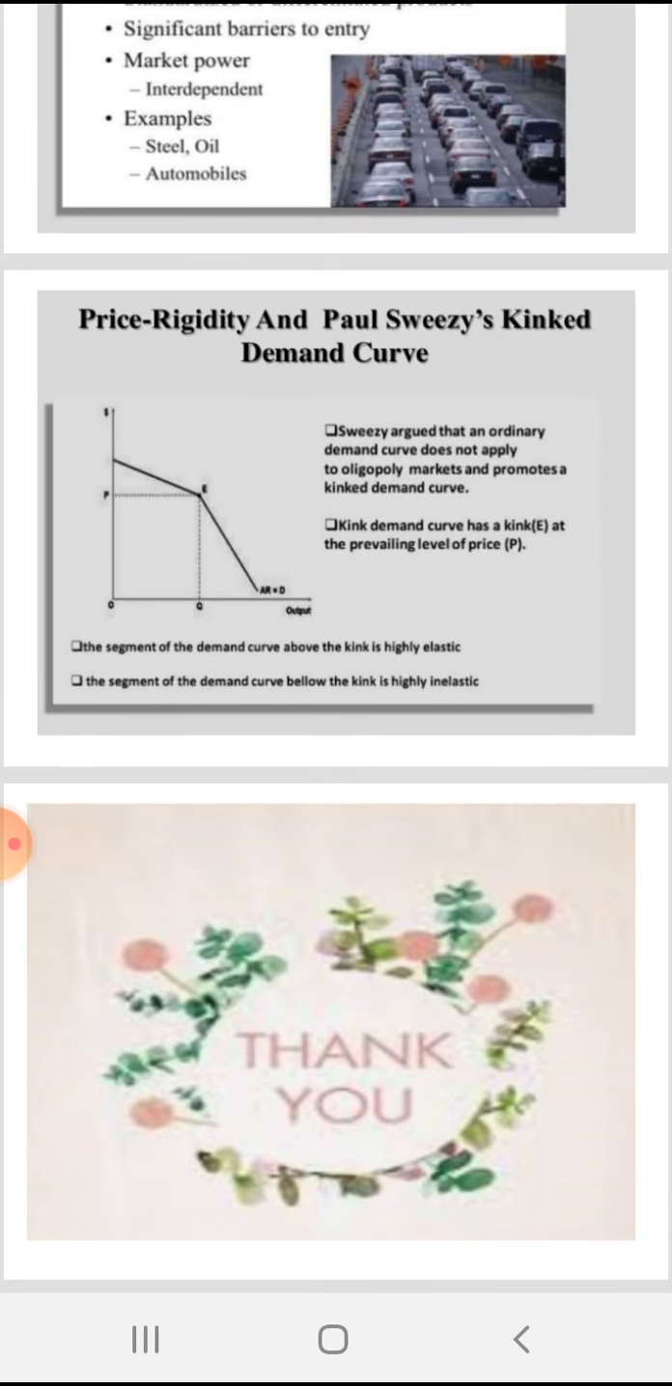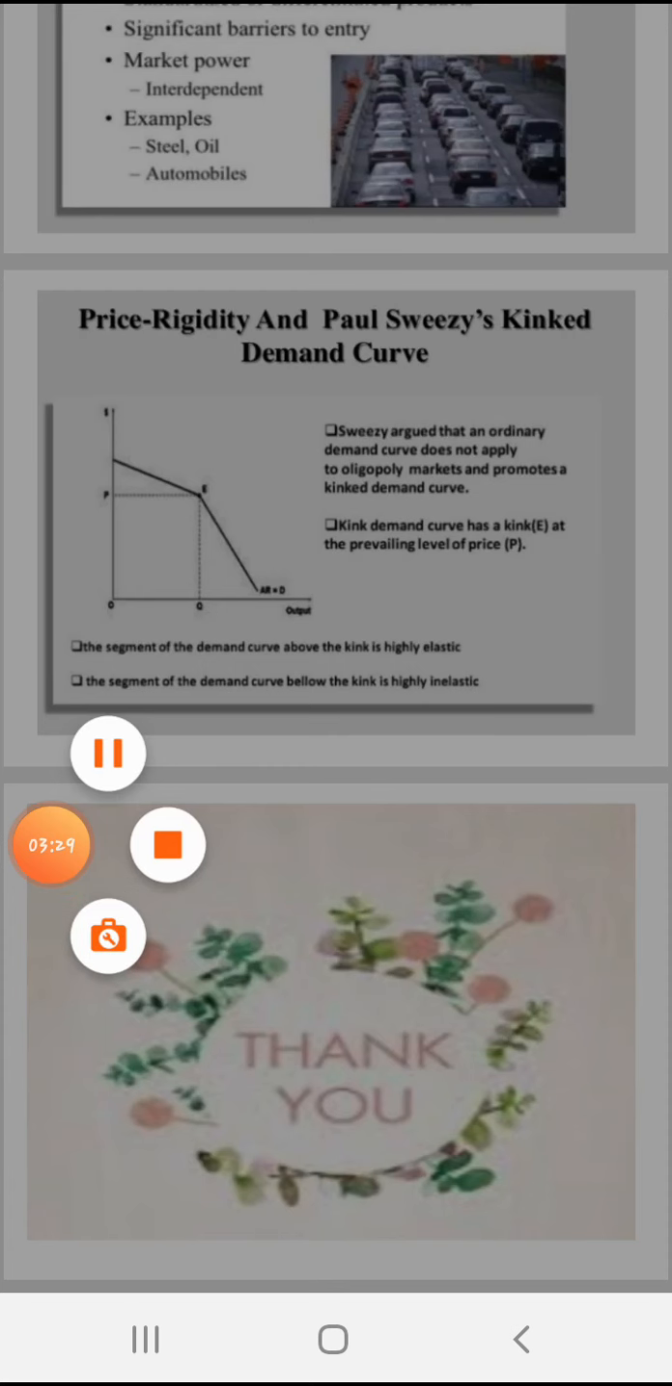Now let us see the price rigidity and Sweezy's kinked demand curve. The segment of the demand curve above the kink is highly elastic, and the segment of the demand curve below the kink is highly inelastic. Sweezy argued that an ordinary demand curve does not apply to oligopoly markets and proposed a kinked demand curve. The kinked demand curve has a kink at the prevailing level of price. This is oligopoly markets. Thank you.